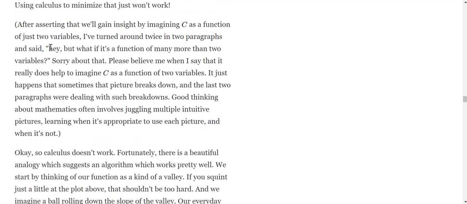Okay, so this is a side note. After asserting that we'll gain insight by imagining C as a function of just two variables, I have turned around twice in two paragraphs and said, hey, but what if it's a function of many more than two variables? Sorry about that. Please believe me when I say that it really does help to imagine C as a function of two variables. We saw that if we had taken like 100 variables, we wouldn't have got any meaningful plot which us humans could understand. So it just happens that sometimes the picture breaks down, and the last two paragraphs were dealing with such breakdowns.